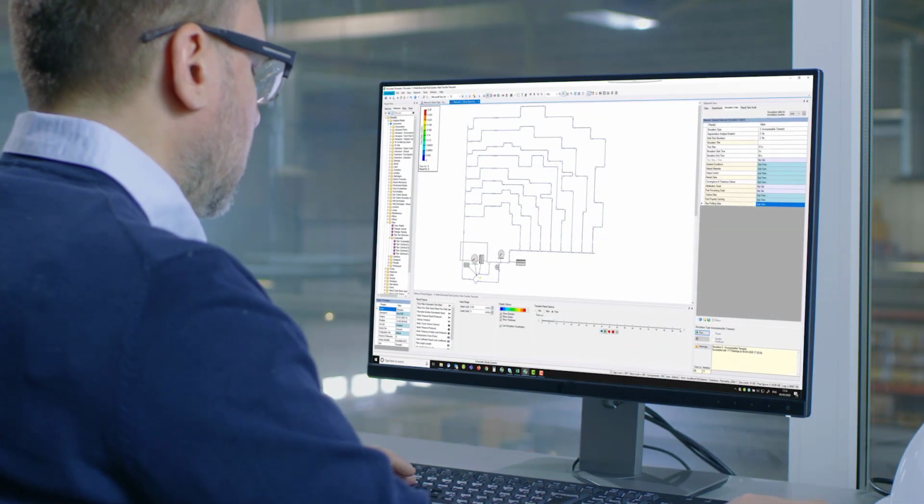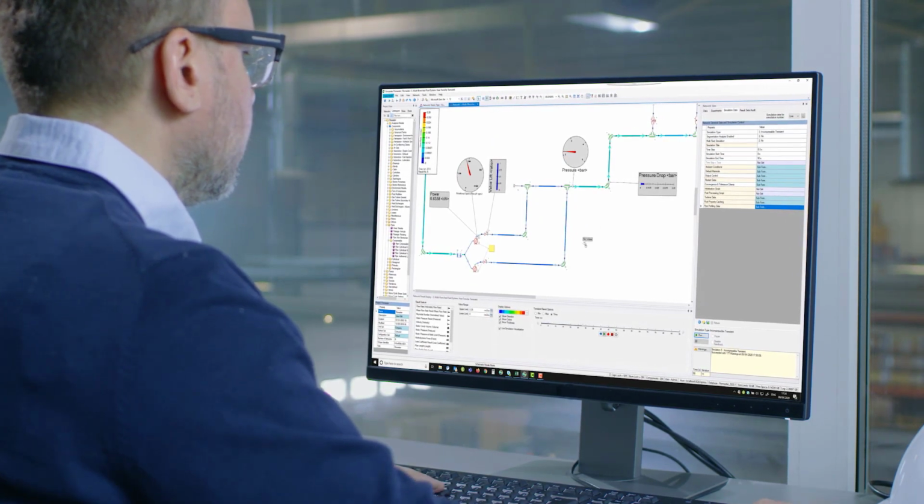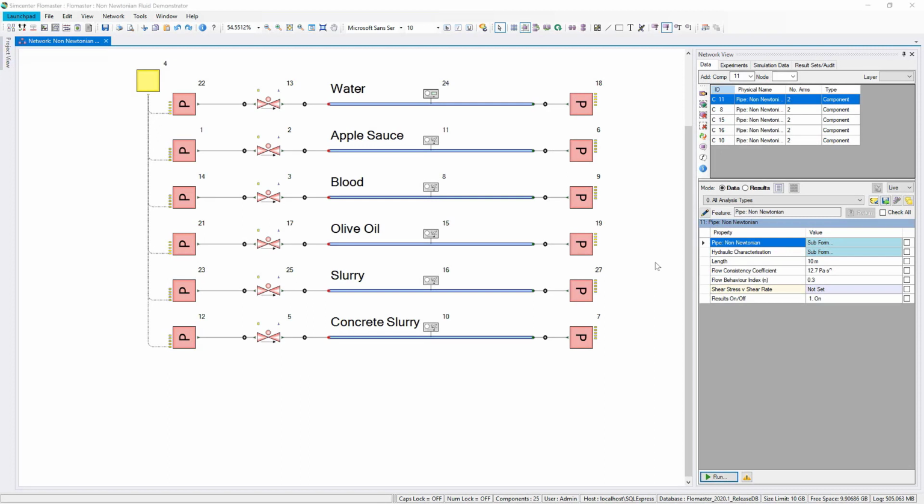Scientists and engineers, such as us here at Siemens, are investing time and effort to understand non-Newtonian fluid behavior so that we can develop models to capture these complex fluid phenomena. Today, I'm going to show you how to model these fluid behaviors in SimCenter Flowmaster.